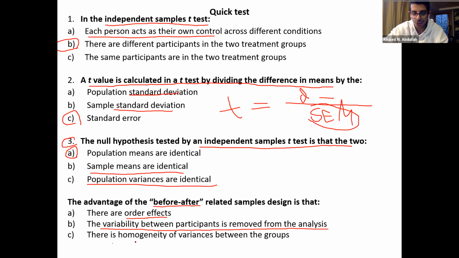And then C, which tries to trick you, says there's homogeneity of variances. Although you can say, okay, the same variance here is the same variance here because it's the same person, no, there is no variance to begin with because it's the same person. You don't say there is a variance but it's the same person. No, you remove variance to begin with. So the answer here should be B, right? It's B and then C and then A and then B. So this is just a little revision.